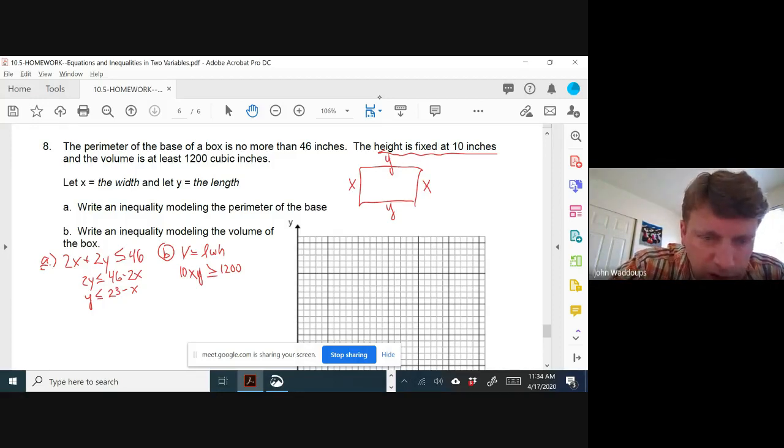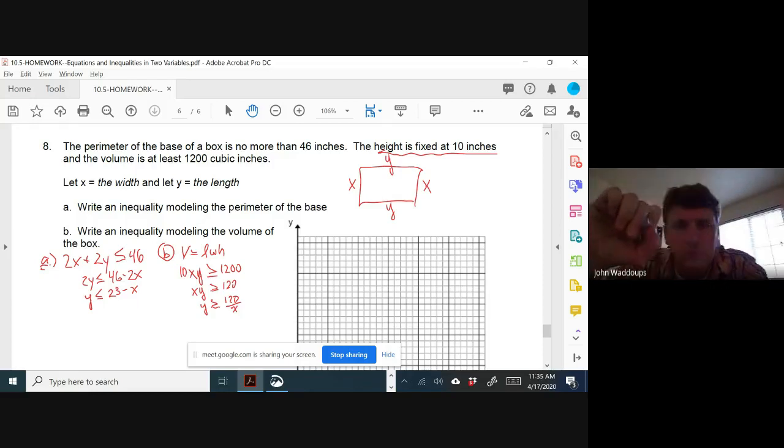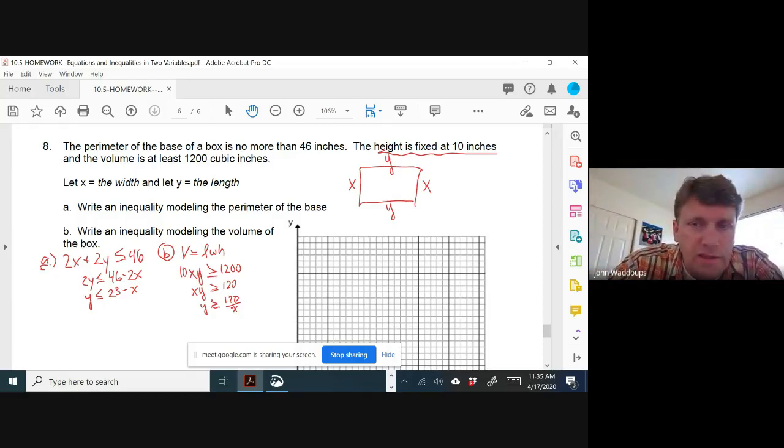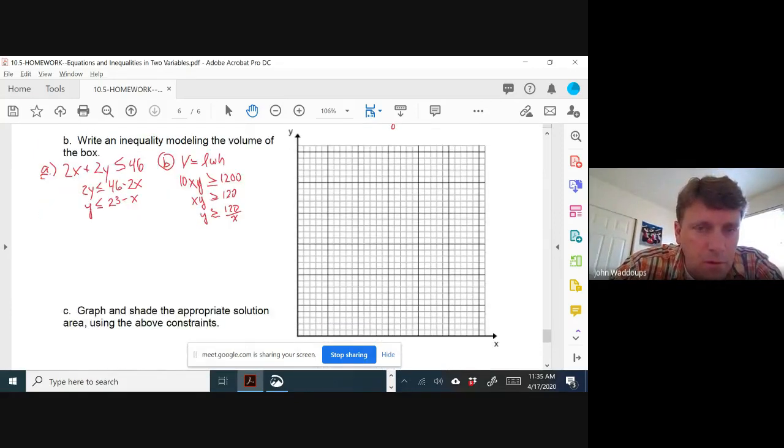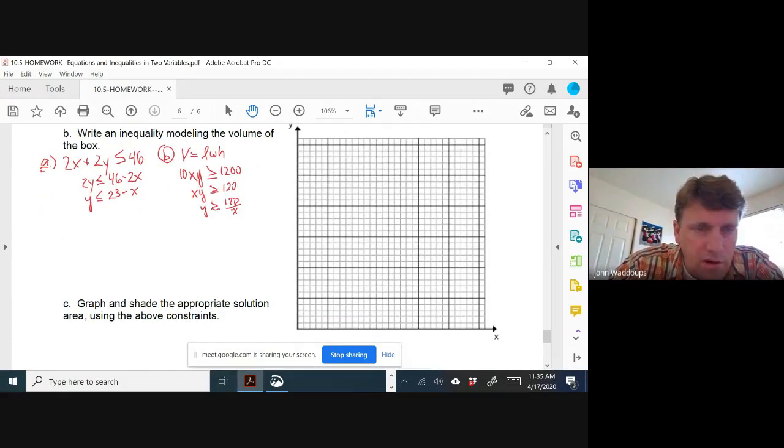However, we want to solve for y. So divide through by 10, and x times y equals 120. Then divide through by x, and y then has to be greater than or equal to 120 divided by x. So at this point, I can graph this by hand. I can graph it using a graphing calculator or Desmos. I'm going to go back to Desmos to help me figure out what it looks like.